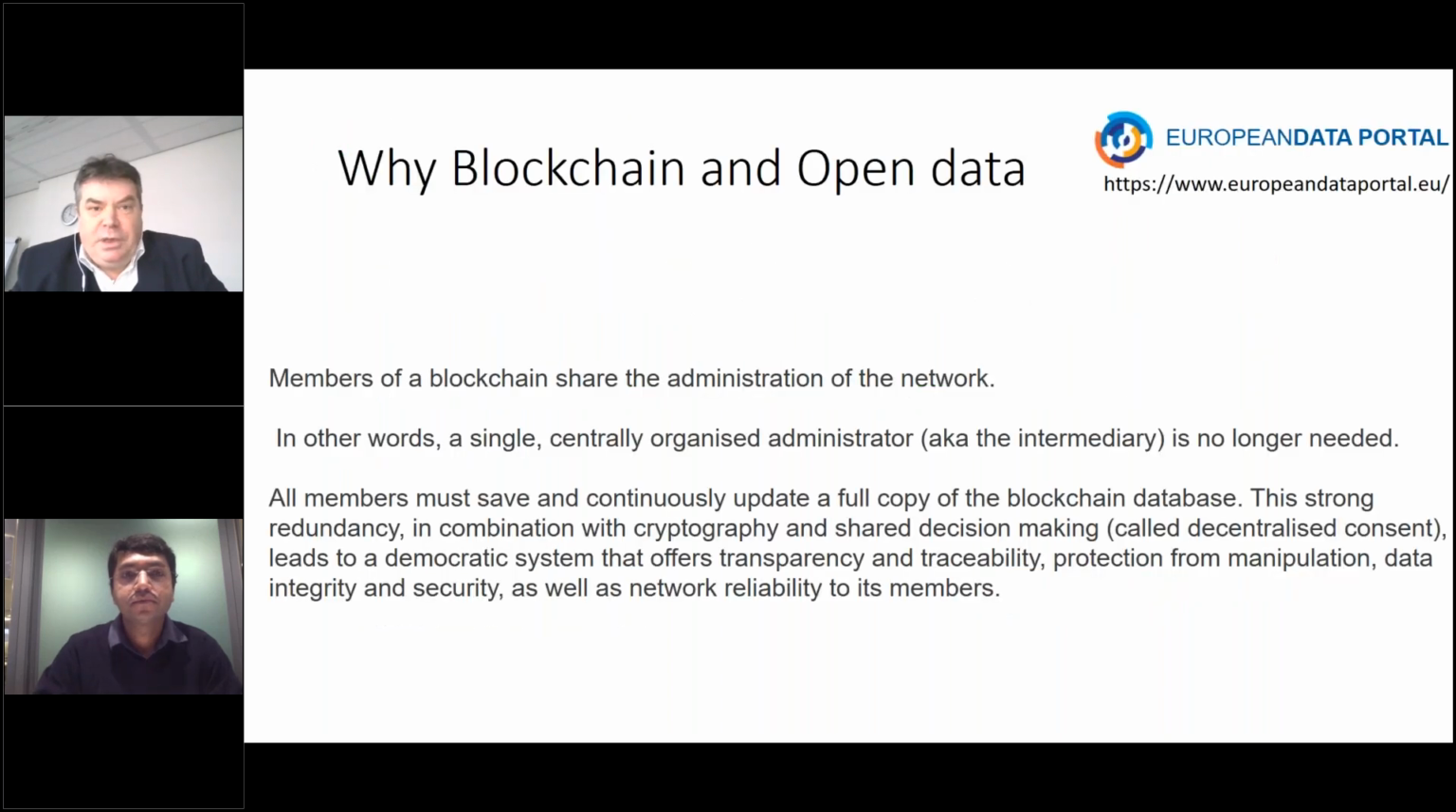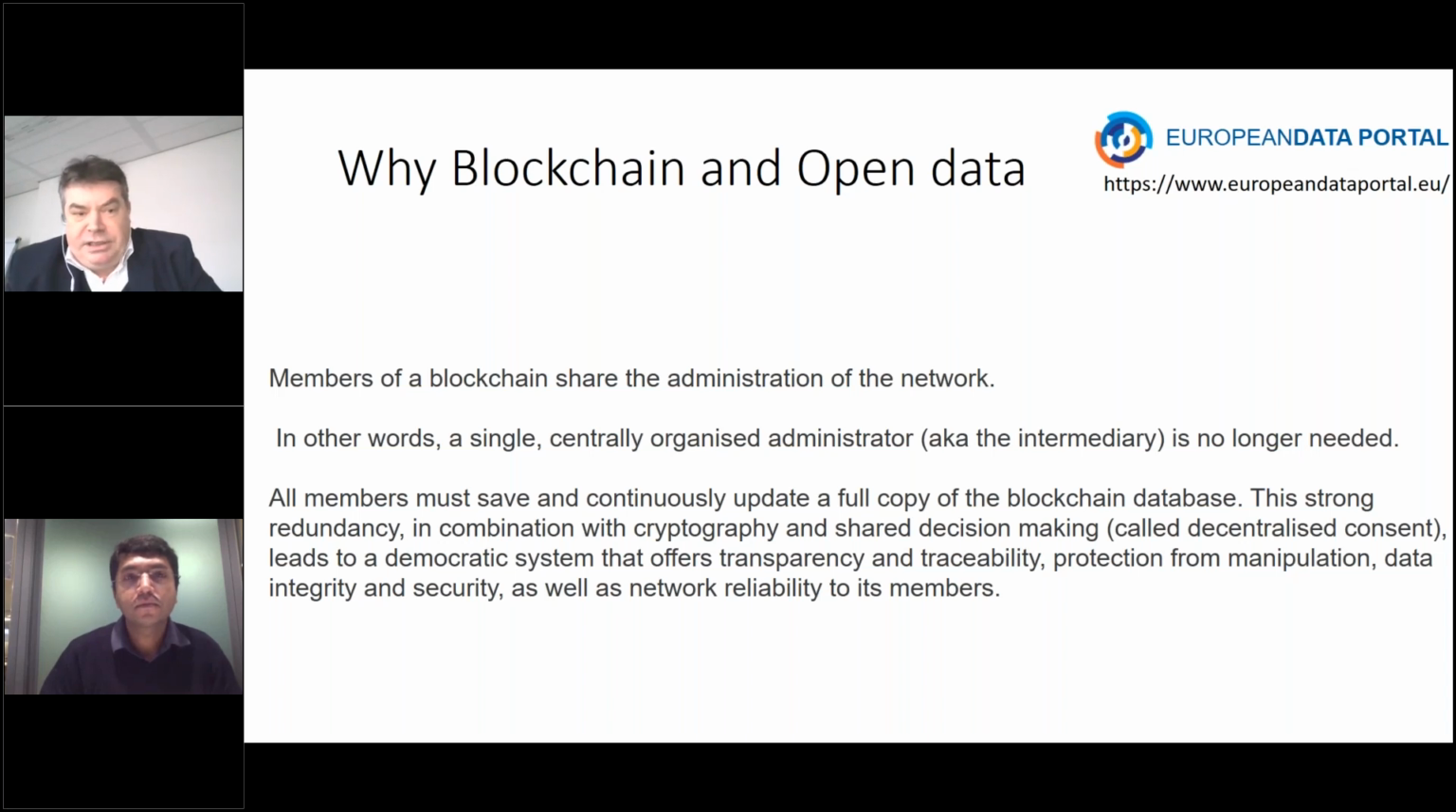I just wanted to begin by saying why we thought this topic would be of interest to the GODAN network and in relation to open data. And what I'm going to say, a lot of the reference points are on the European data portal, which some of you may know as an open data source.